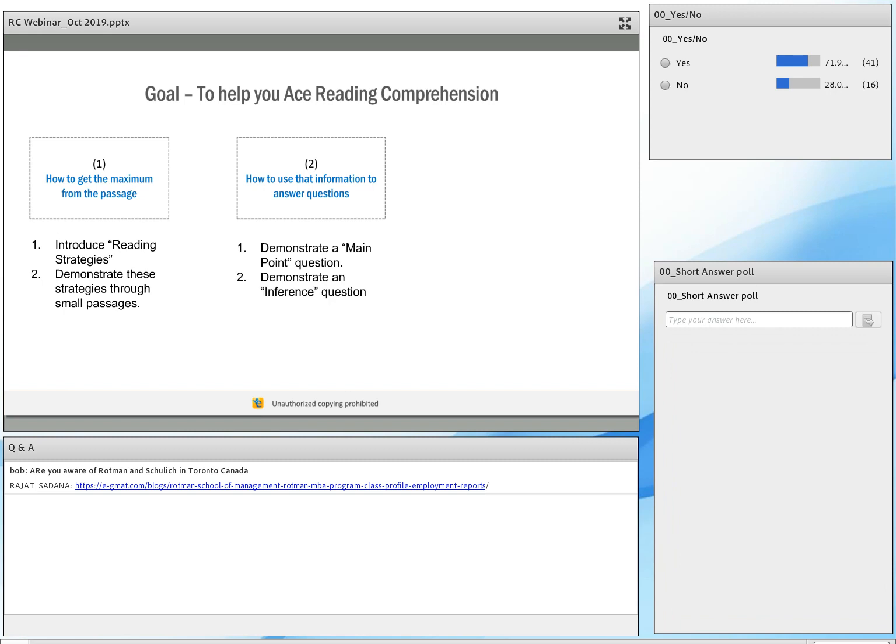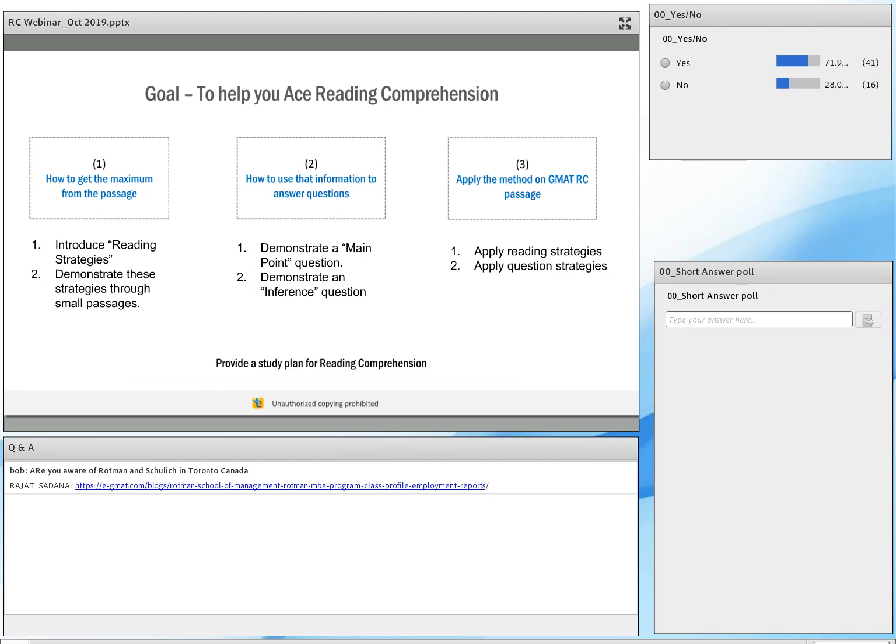After you're aware of these reading strategies and their application, I'm going to show you how to apply them on a GMAT RC passage. I'm going to take an official passage in which I apply the reading strategies and the question strategies, and you're going to see how more than 90% understanding of the passage helps with solving the questions, even the most difficult ones, consistently and accurately. And in the end, I'm going to provide you with a study plan for reading comprehension.